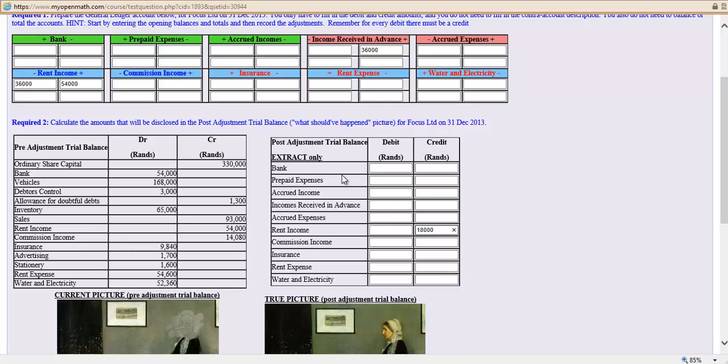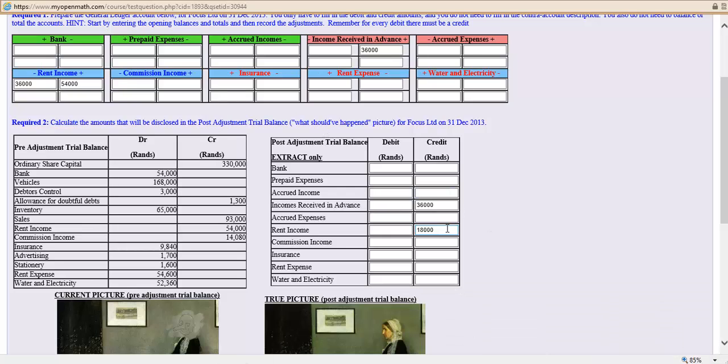Just finally, quickly, this account income received in advance is not displayed in the pre-adjustment trial balance, because it's an account that only originates when we do an adjustment. So that's going to have a balance of 36,000 Rand. Good, and that is how we record income received in advance. Brilliant.